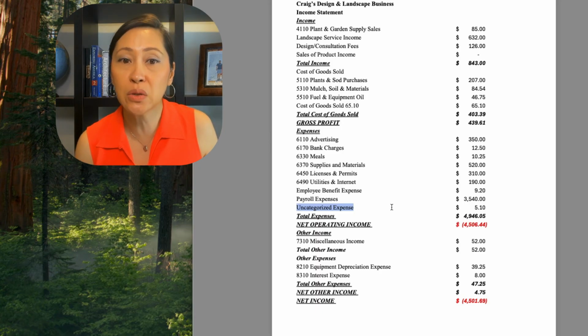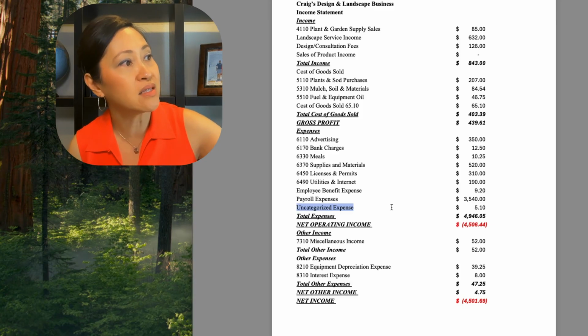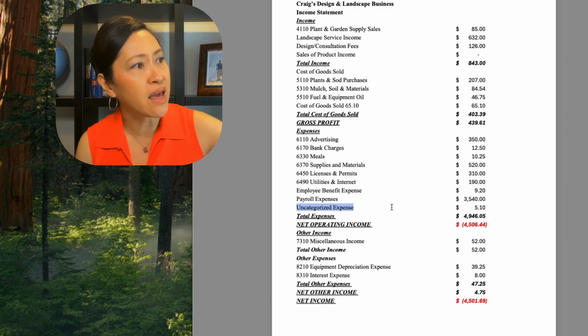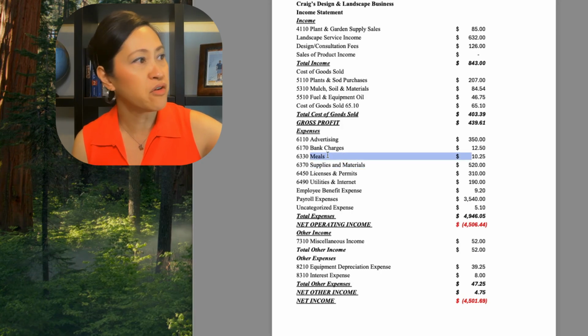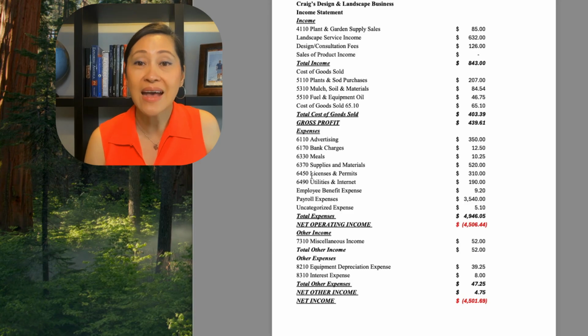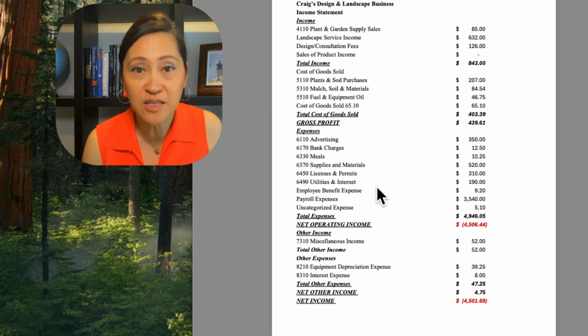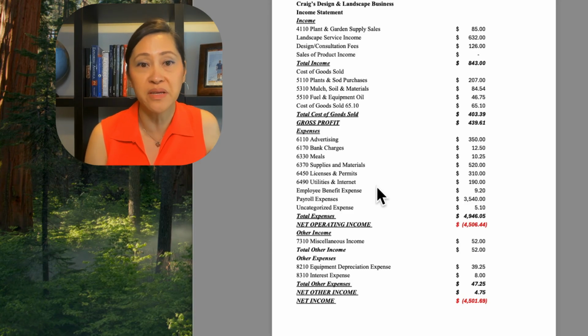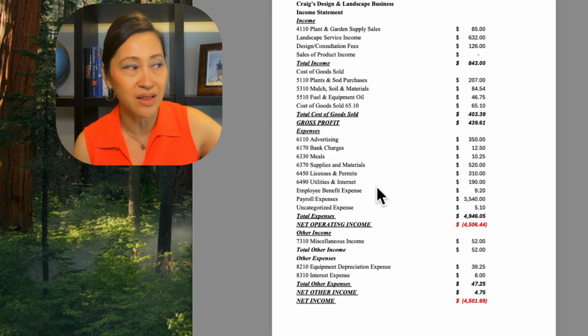So here's the solution. Investigate the uncategorized transaction to see what it actually was. Assign it to the correct account in QuickBooks, like supplies and materials, or meals, or whichever fits. If you're unsure what the expense was for, ask Craig or the office manager. They can clarify the purpose so it's recorded accurately.